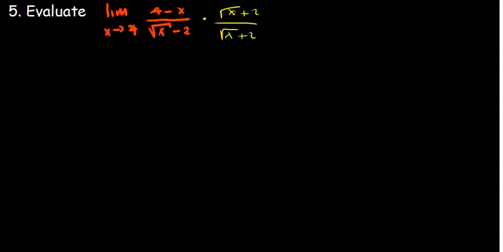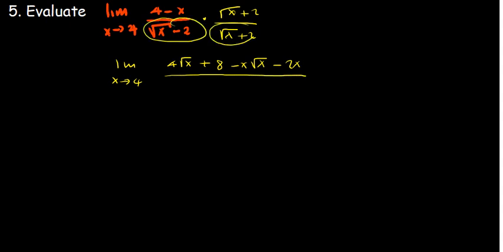And this is going to give us a limit as x approaches 4. So this 4 is going to multiply everything the other side. That will be 4 root of x plus 8. The negative x will multiply also everything. That will be negative x root of x and negative 2x. In the denominator, whenever you multiply a number by its conjugate, you simply get the first number squared. So the root of x squared will just give you x, minus 2 squared, that is going to give us a 4. And we are going to have the limit as x approaches 4.